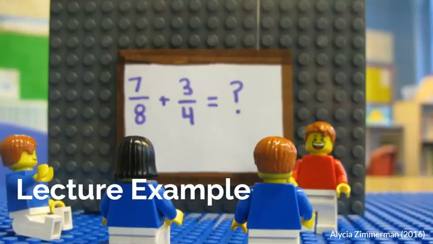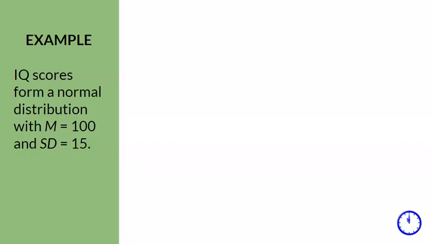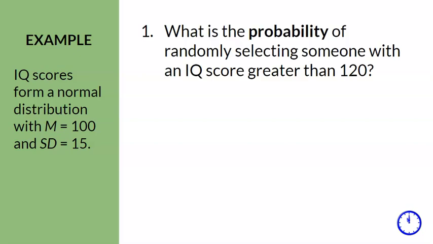Now that we've explained the relationship between probability and the normal distribution, are you ready to practice your new knowledge? I have one example for you to review. IQ scores form a normal distribution with a mean of 100 and a standard deviation of 15. You will calculate probability for the following question. What is the probability of randomly selecting someone with an IQ score greater than 120? In other words, what is the percentage of people with an IQ score greater than 120?